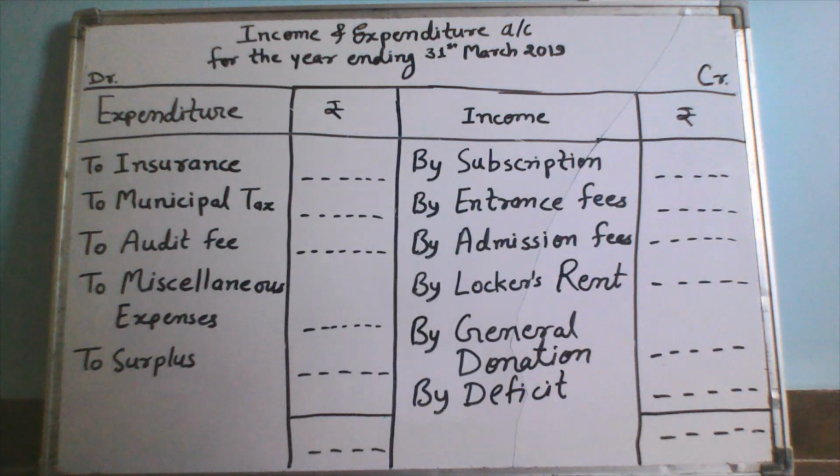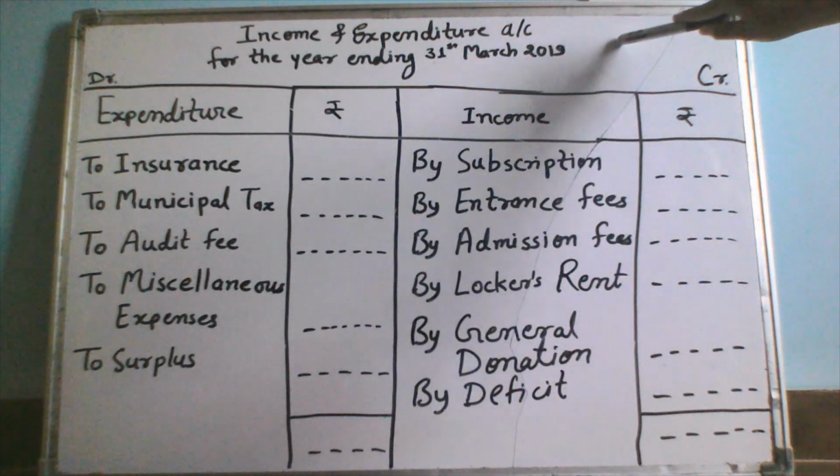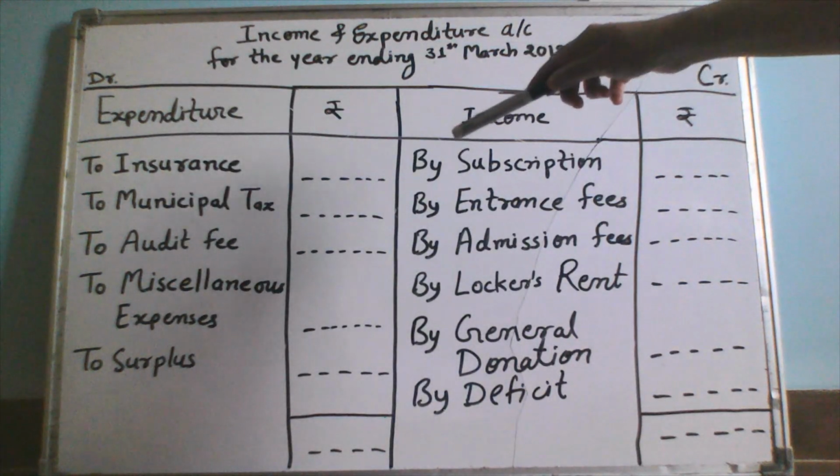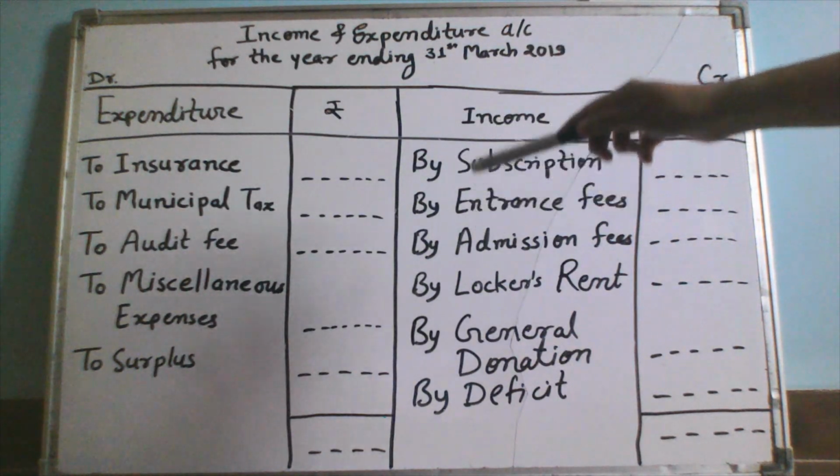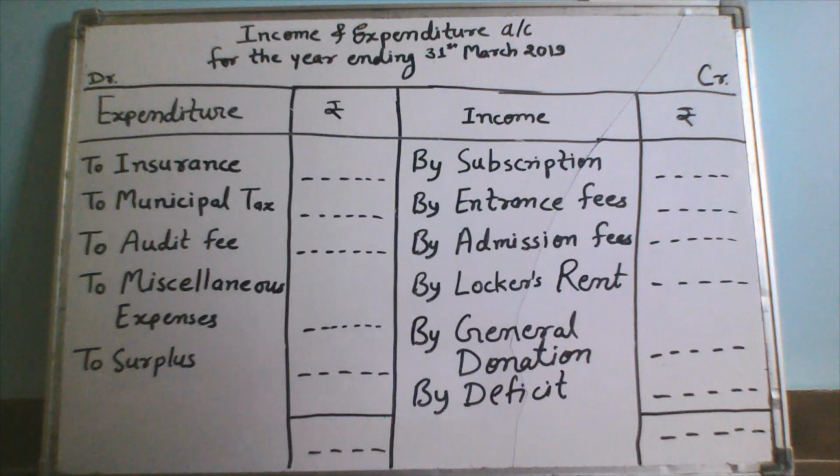How will we prepare the income and expenditure account with the help of the receipts and payment account? A receipts and payment account shows all the cash that has flowed in and all the cash that has flowed out in a particular year. With the help of that, we have to find out whether an NPO has earned a surplus or deficit. First of all, we will write the heading: Income and Expenditure Account for the year ending 31st March 2019. Then on the debit side, we will write all the expenses like insurance, municipal taxes, audit fees, miscellaneous expenses, etc. and the other expenses which are given in the question.